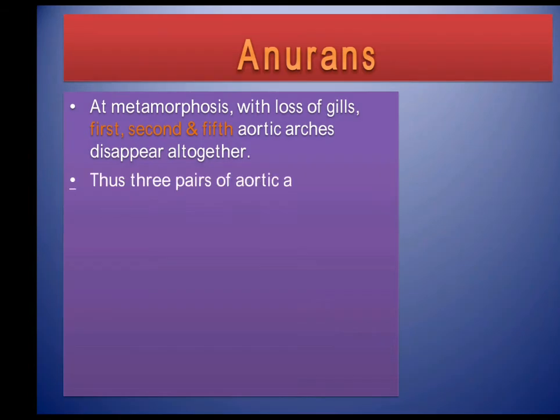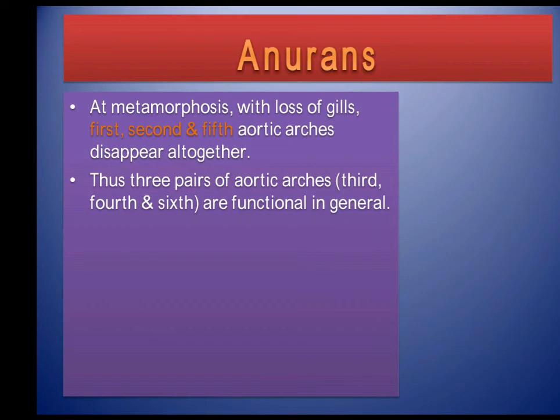Now if we go further into this particular thing, so thus there are 3 pairs of aortic arches functional in general. But in case of urodeles, we have got 4 functional aortic arches, but here we have 3. So these are number 3, 4, and 6.